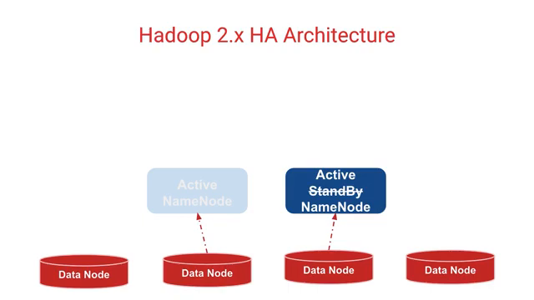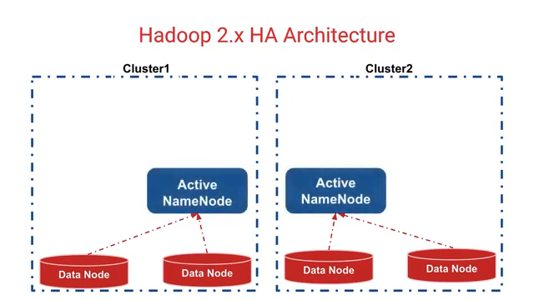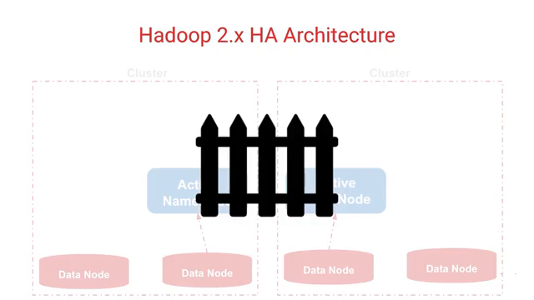Let's see how this is achieved in a bit more detail. There can only be a single name node active at a time. If there is a scenario where each name node is active, then the data might be corrupted. We call this split brain scenario, where the cluster is divided into smaller clusters. This situation can be avoided with a process that's called fencing. Fencing ensures that only one name node remains active at a particular time. We'll discuss what is fencing later in the course.